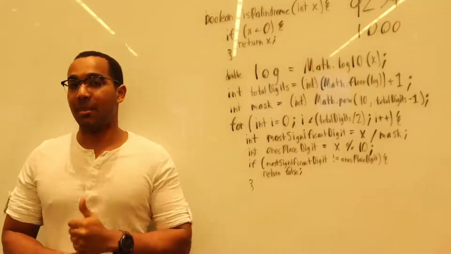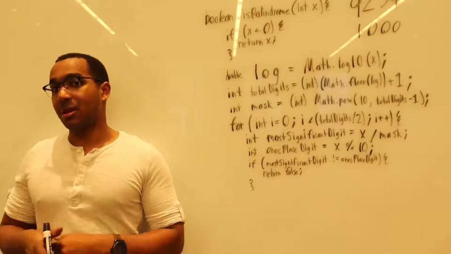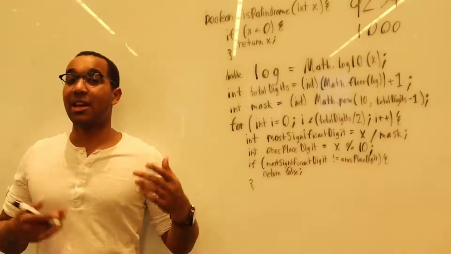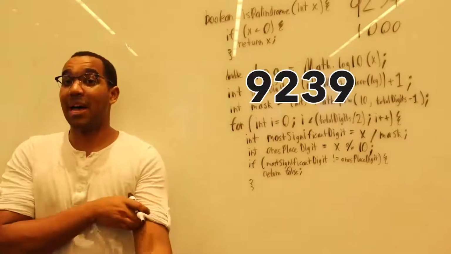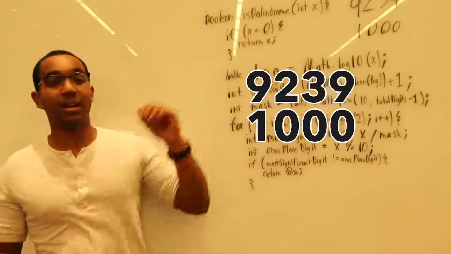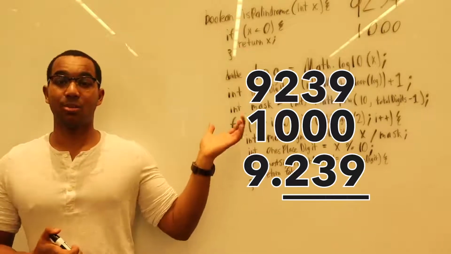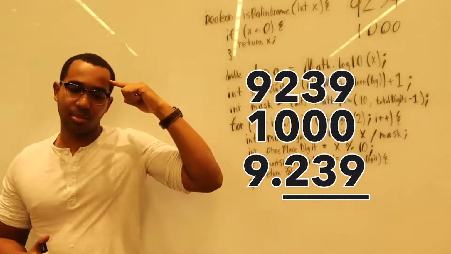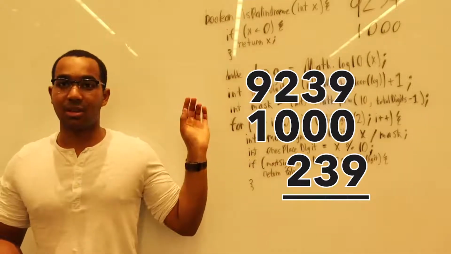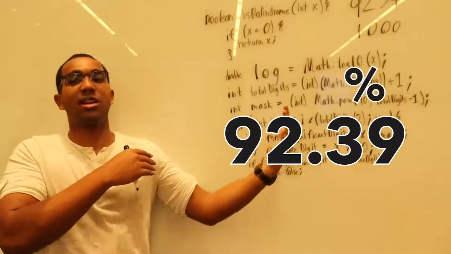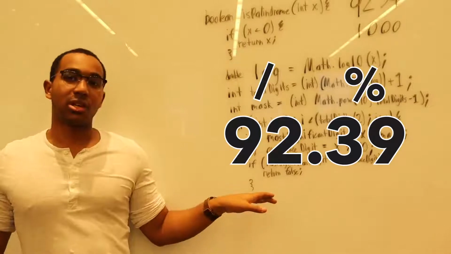We need to adjust the mask. So we say x mod the mask. Because remember, if we do the remainder, we're saying, if I do division by this value, 9239 divided by the mask of 1,000, we're going to get 9.239. What's the remainder? It's that decimal, 0.239. And that decimal is 239, so we chopped off that 9 at the end. The mod gets us everything behind the decimal, division gets us everything in front of the decimal. And we can do that here.